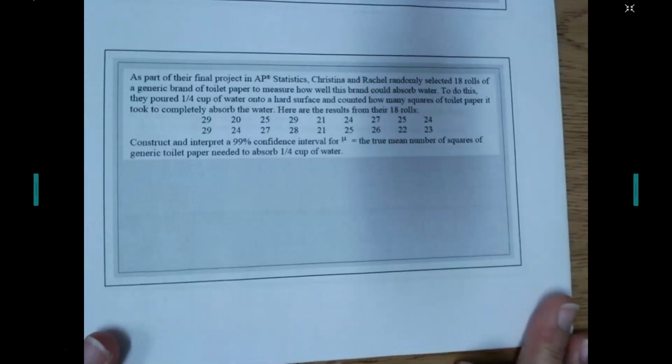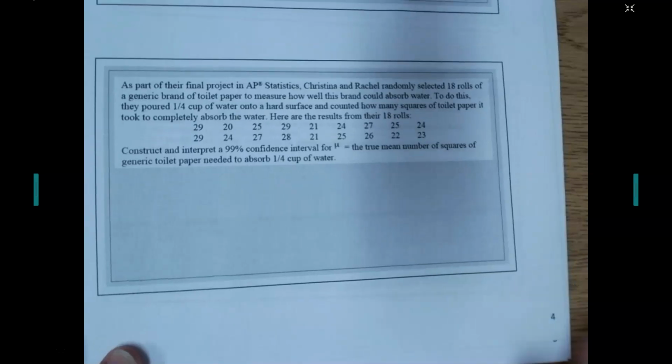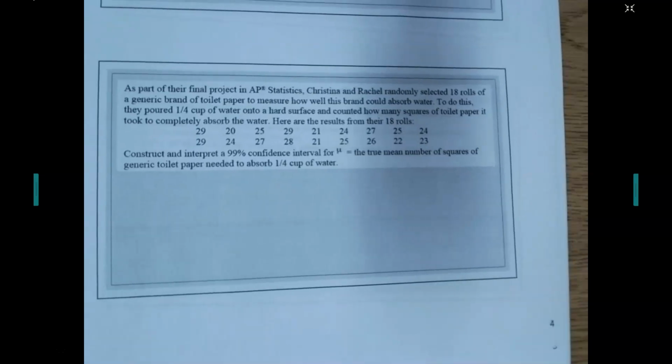All right, the next one says, as part of the final project in AP Statistics, Christina and Rachel randomly selected 18 rolls of a generic brand of toilet paper to measure how well this brand could absorb water. To do this, they poured a 1/4 cup of water onto a hard surface and counted how many squares of toilet paper it took to completely absorb the water. Here are the results from their 18 rolls. Construct and interpret a 99% confidence interval for mu, the true mean of the number of squares of generic toilet paper needed to absorb a 1/4 cup of water.